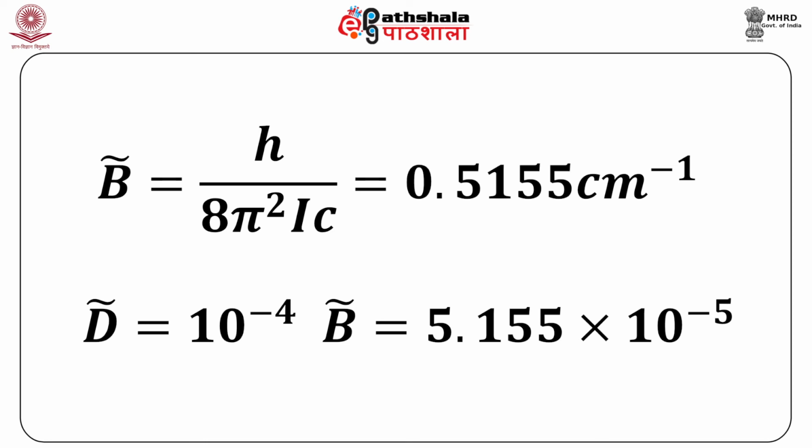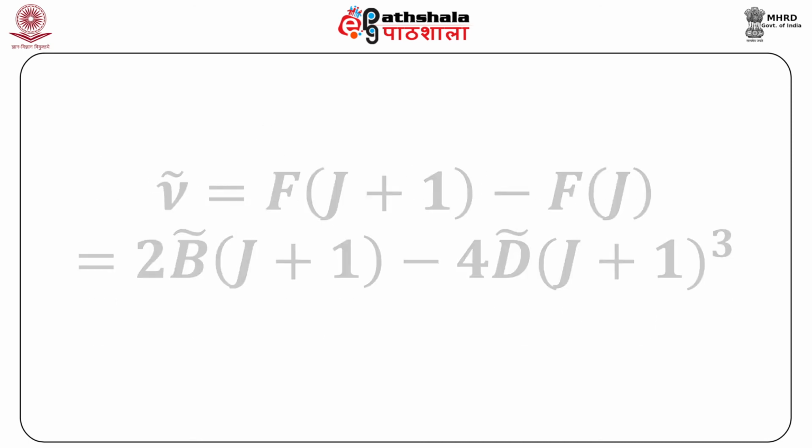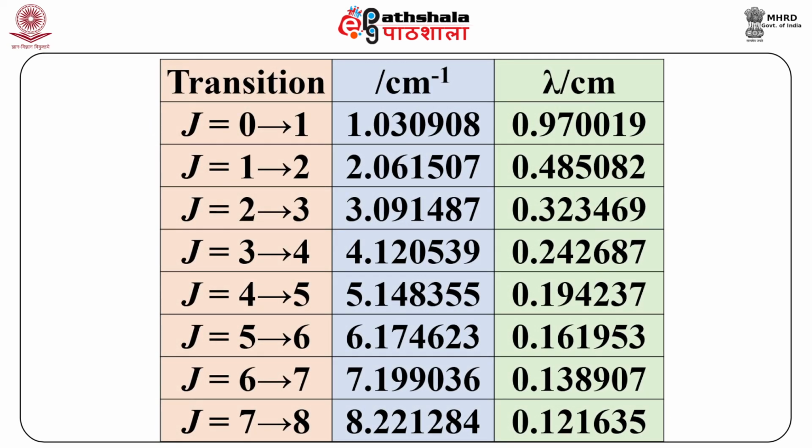And d bar is much smaller because it is 10 raised to the power of minus 4 times this, and you can find out the value of nu bar. So, when you look at the transition from j equal to 0 to 1, the nu bar, the frequency of absorption, is 1.030908, and its lambda value is 0.97. Similarly, for 1 to 2 you get twice the value, for 2 to 3 approximately thrice the value, and so on. And here we have substituted the values of d bar. They are slightly different from twice, thrice, 4 times the value, as you would have obtained for the case of the rigid rotator.